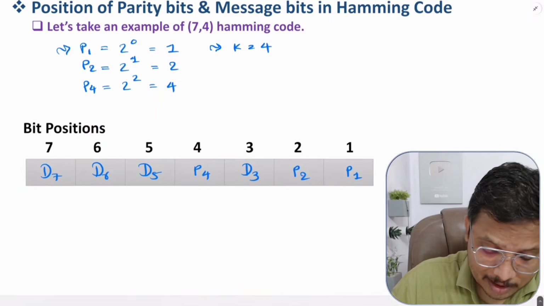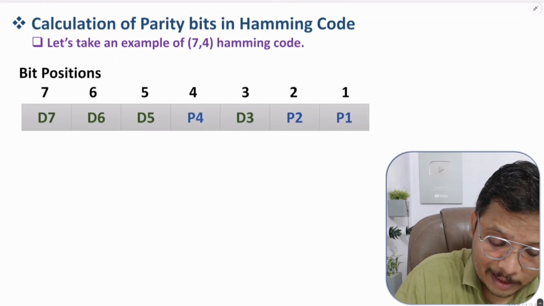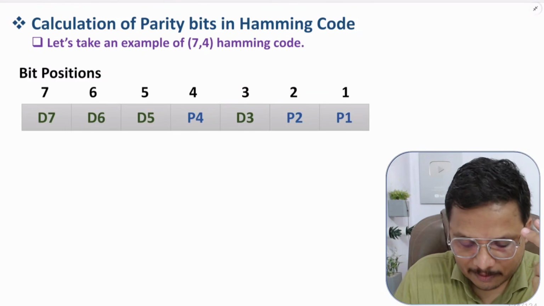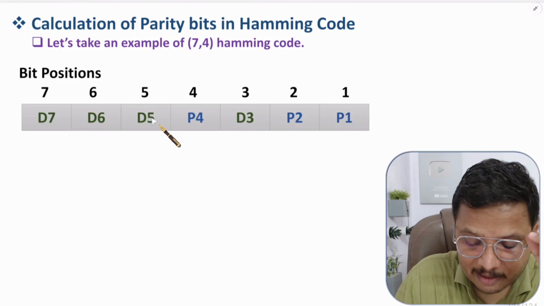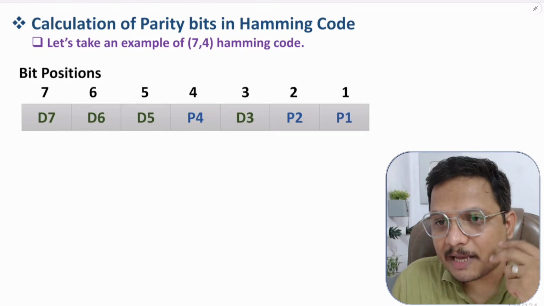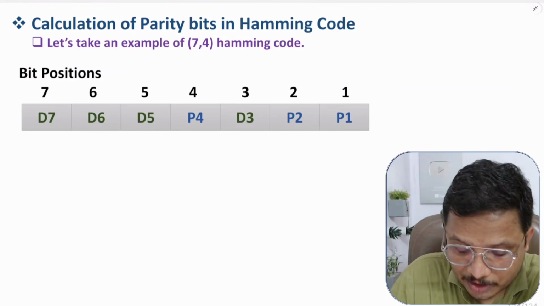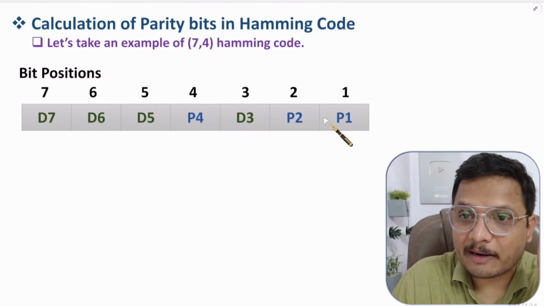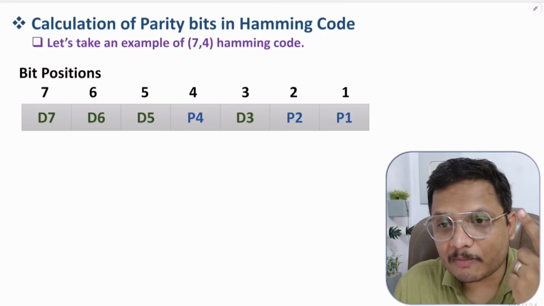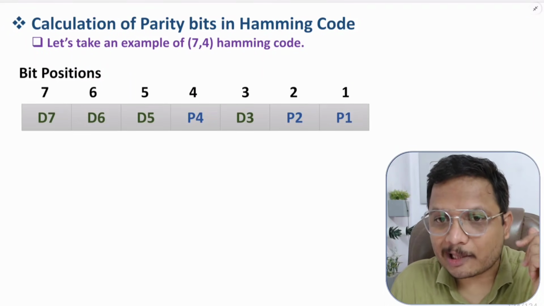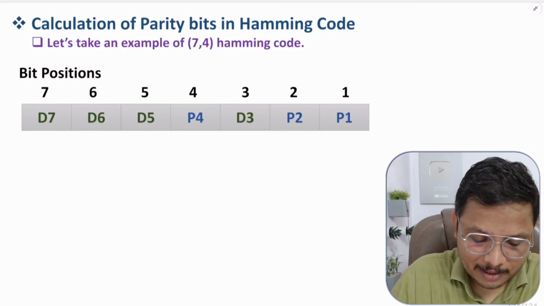Now let us try to understand how we will be calculating those parity bits. See, the message bits D7, D6, D5, D3 are what we will be transferring on the channel. The question is how to calculate the parity bits. The reason is that parity bits will not be given to you, we will have to generate them. So how to calculate parity bits? Let us try to understand that.